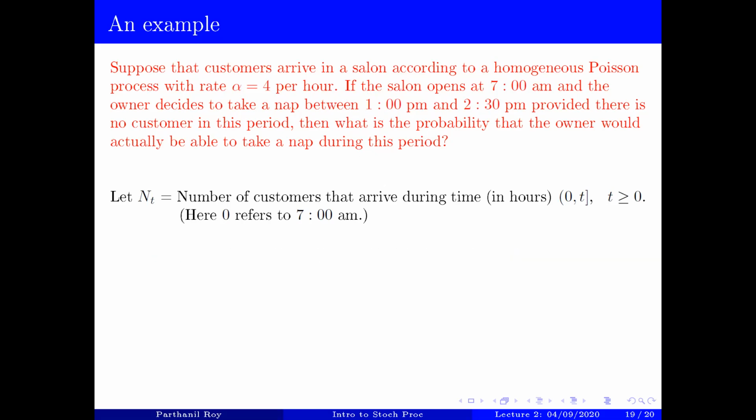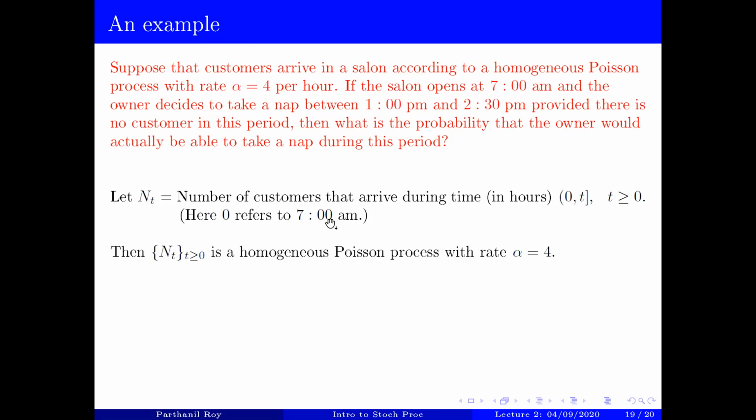Okay. So let N(t) be the number of customers that arrive from 0 hour to t hours, where t is bigger than or equal to 0. Now here, of course, 0 means 7 a.m. That's the starting point. And of course, hours here is not just an integer. It can be a fraction.